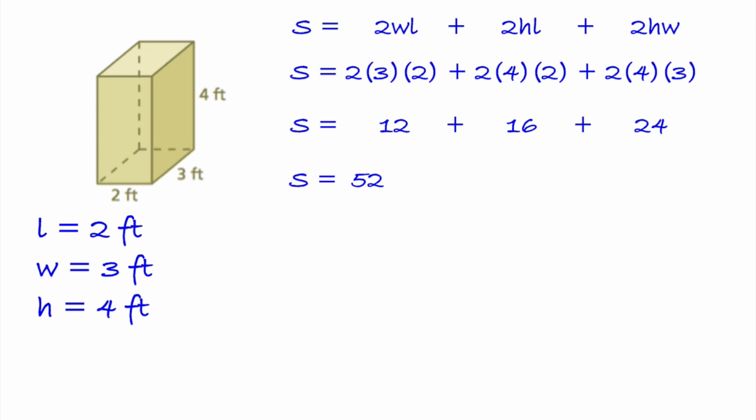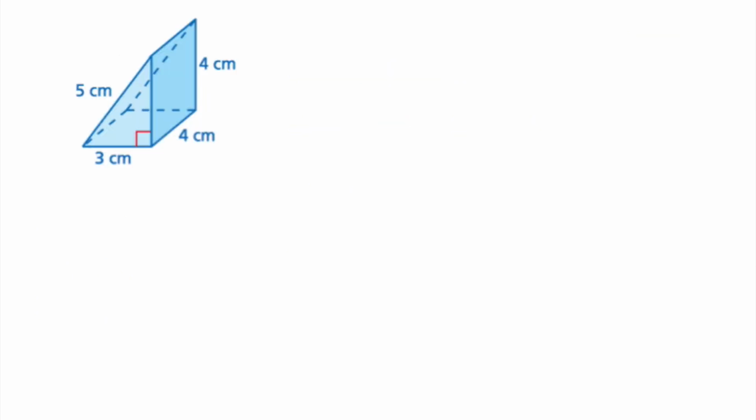But we're not done because we forgot units. So our final answer is going to be 52 feet squared. Don't forget your units. So for number 3, we're finding the surface area of a triangular prism.